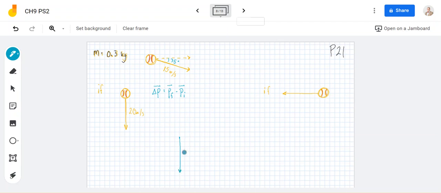So this is PF, and it's equal to 20 meters per second times 0.3. 20 times 0.3 has got to be 6. So 6 is the final momentum. Now, what I need to do is add negative initial momentum to it. So this is the initial momentum direction, so I'm going to add the opposite to it.